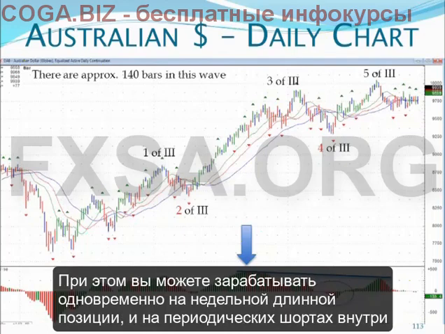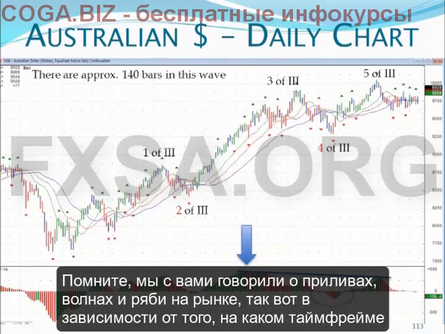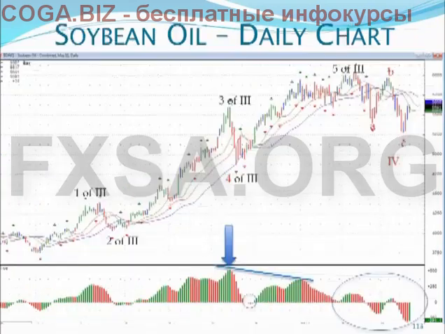You may be making money on a weekly position as you're long, and you could be going short often intraday. So we mentioned that in the tide, waves, and ripples of the market. Depending on what market time frame you're trading, you have different opportunities to make money.